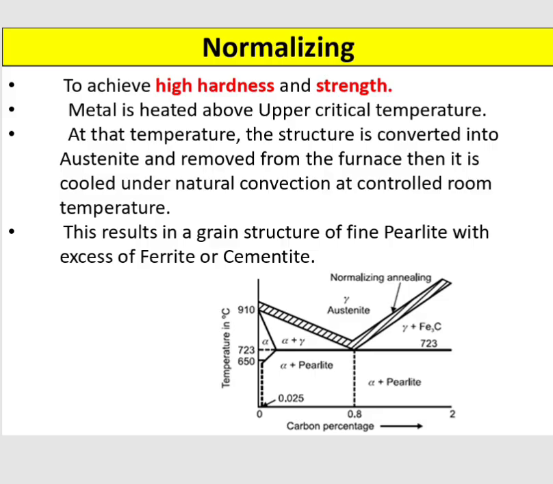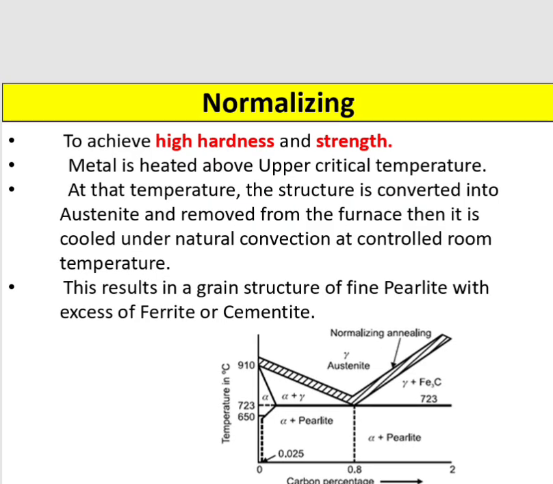The main difference between annealing and normalizing is the cooling process. In annealing, the material is cooled in the furnace itself. In normalizing, the metal is taken out of the furnace and placed at normal atmospheric temperature. In this process, the atmospheric air plays a major role. Due to the atmospheric temperature, the material is cooled down slowly, and based on the slow cooling, a refined structure is obtained.